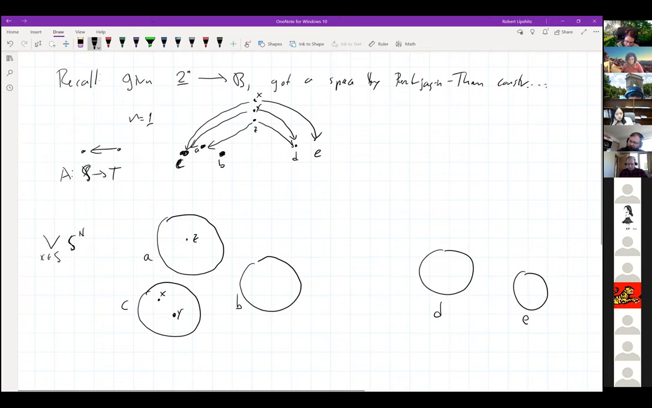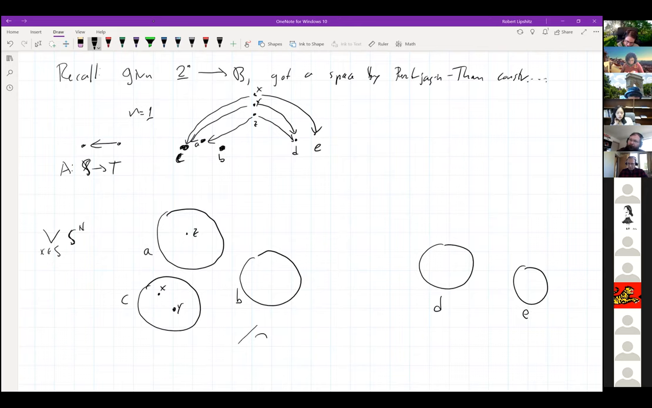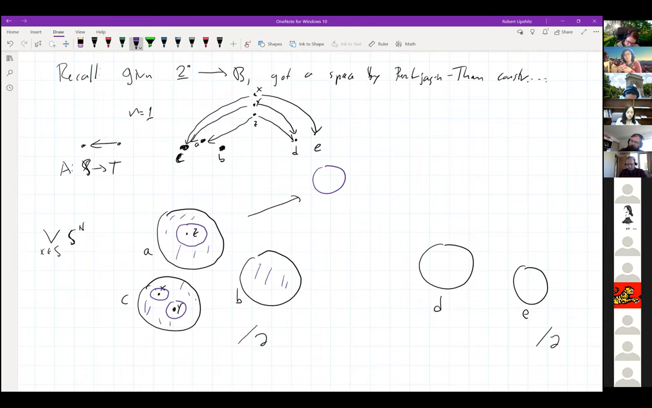Here I'm thinking of the disk mod boundary. I'm drawing them as disks, by the way, thinking of the sphere as a disk mod boundary. What we did is take a collapse map. We took a little neighborhood of X, Y, and Z, and collapsed everything outside it to a point. So everything outside those little neighborhoods goes to a point. That gives me a map to Z, X, Y mod boundary. And then I mapped this by, okay, X was going to E.